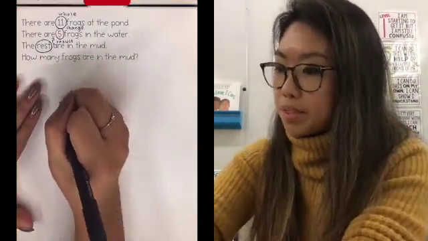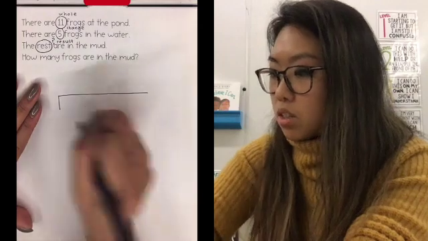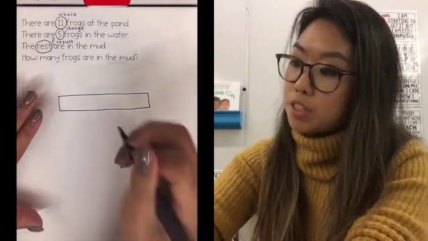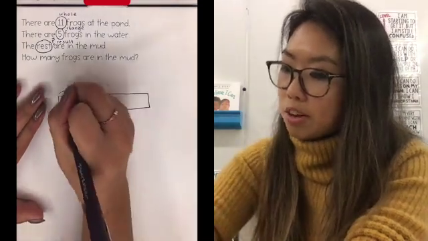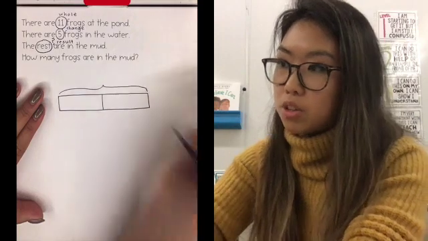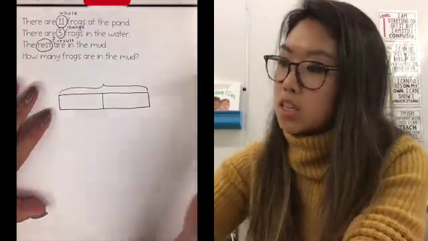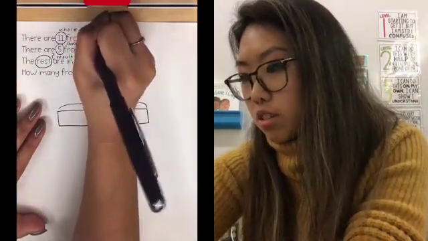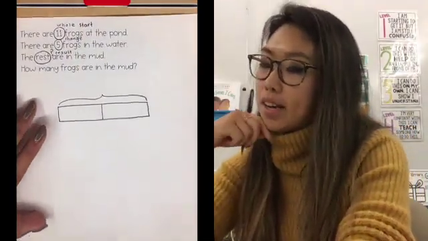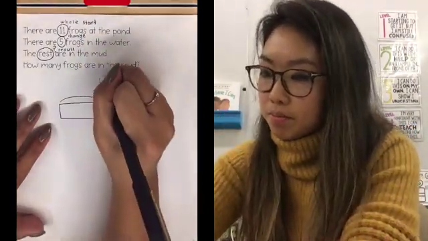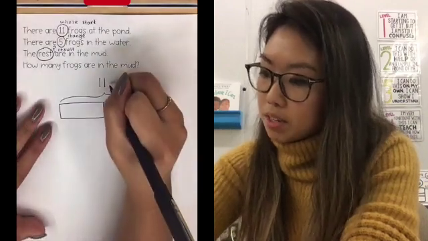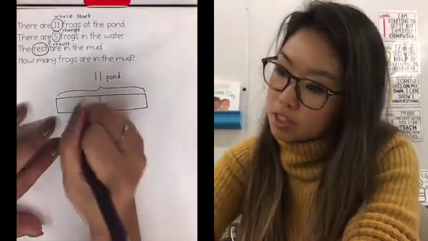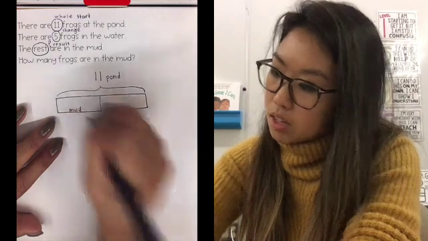So a bar model is a bar. It represents the whole when I have the whole bar. But what I'm going to do is put it into parts. And I'm going to show the whole by labeling the whole thing. So I know that this was my whole, but it's also my start. So I'm going to write that up there. I know that there were 11 at the pond. So I'm going to write pond up here, because I know there's 11 in the pond.